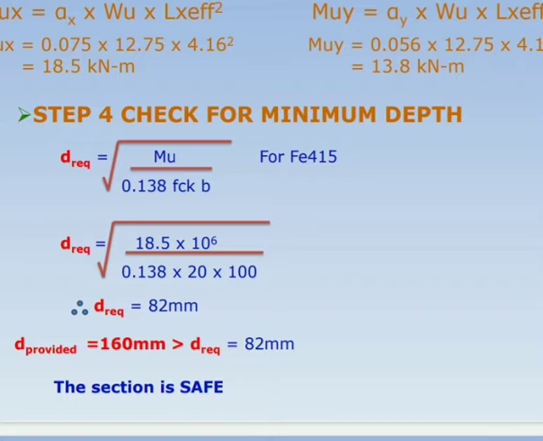This is only as per bending consideration. Further, when we take deflection and all, a higher depth will be required. Don't think that 82 is required, so we are providing 160. Only bending doesn't govern the design criteria. There are other factors also which have to be taken into consideration. So this depth provided passes this check. Hence we can conclude that the section is safe.